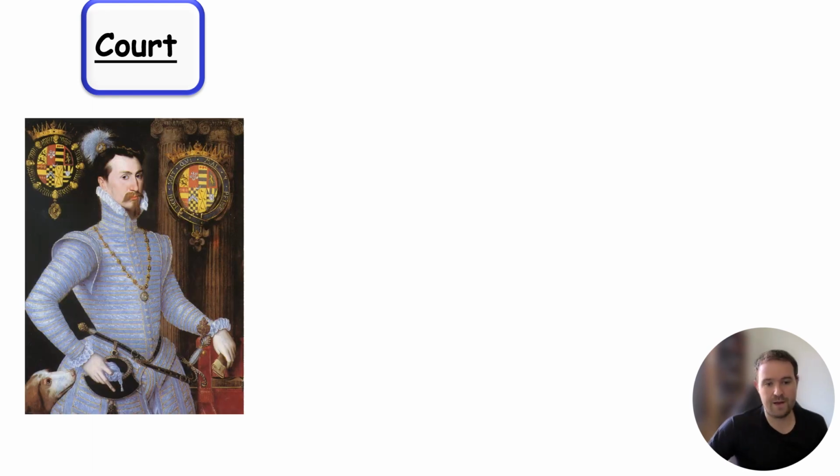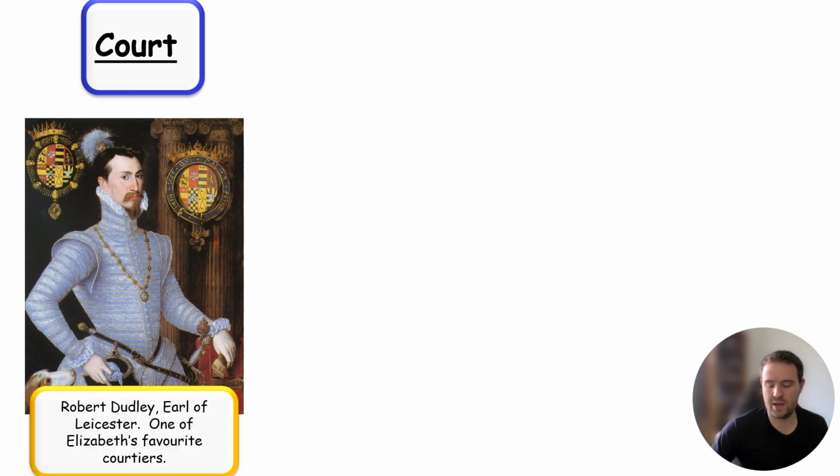Right, so let's have a look at Elizabeth's government. First one to note is the court itself. Now, the court, full of nobles, they were closest to Elizabeth, or the monarch. They would often want to put on a display of wealth and power. It was quite a privileged position.